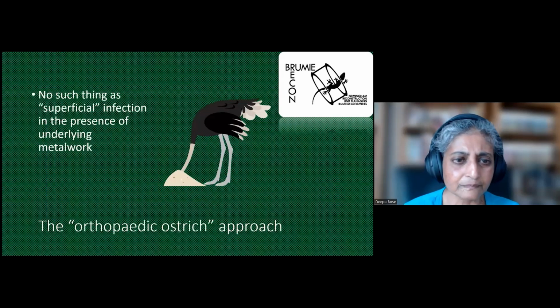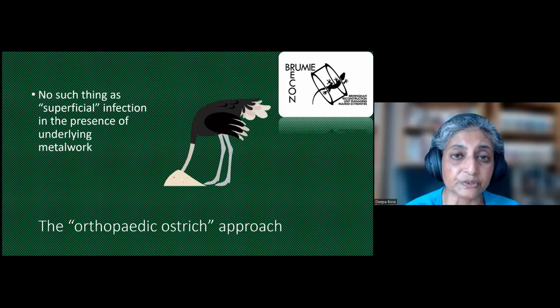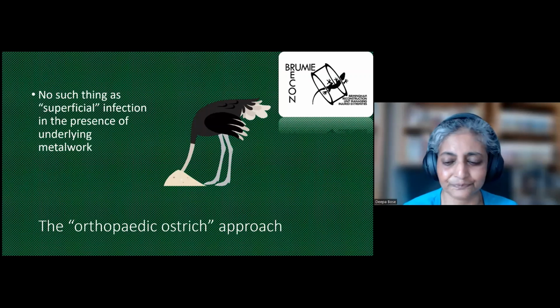So if you're an orthopaedic ostrich, you may say, well, that's not infected, but we know that the surgical wound leads straight down to the surgical implant. It's directly connected. So as far as we're concerned, there's no such thing as a superficial infection in the presence of underlying metalwork. You have to have a high index of suspicion, and you have to think that this is potentially infected. So if you can't rely on the clinical picture, then what else do we have to help us make a diagnosis?